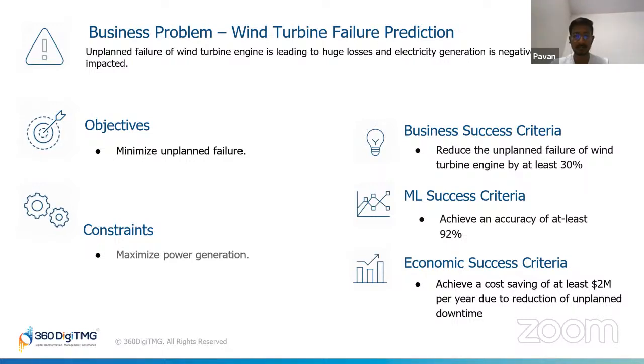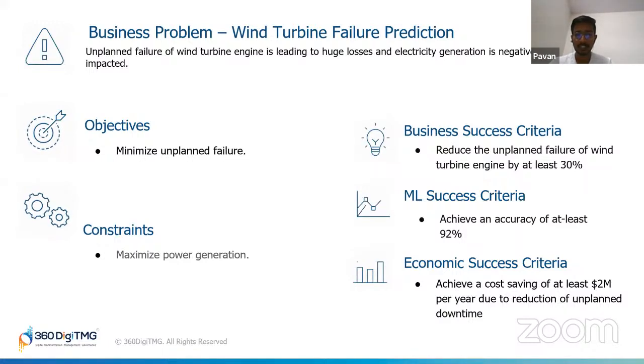Yeah, sure, Bhupendra. Hi team. First of all, we can see the business problem here. Our business problem is the unplanned failure of wind turbine engines is causing significant losses. This failure not only impacts the revenue generated from electricity generation, but also increases maintenance costs and reduces the overall efficiency of the wind farm.